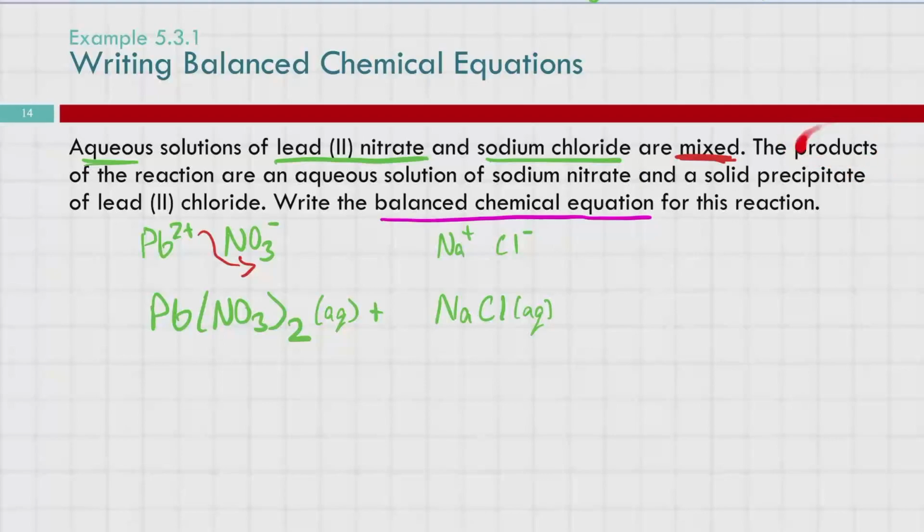And then we're told explicitly the products. So the products, those go on the right side of the arrow, are sodium nitrate. So our sodium and our nitrate are going together. It's a 1 plus and a 1 minus, so those will go together in a 1 to 1. So we've got NaNO3. And we're told that this is an aqueous solution.